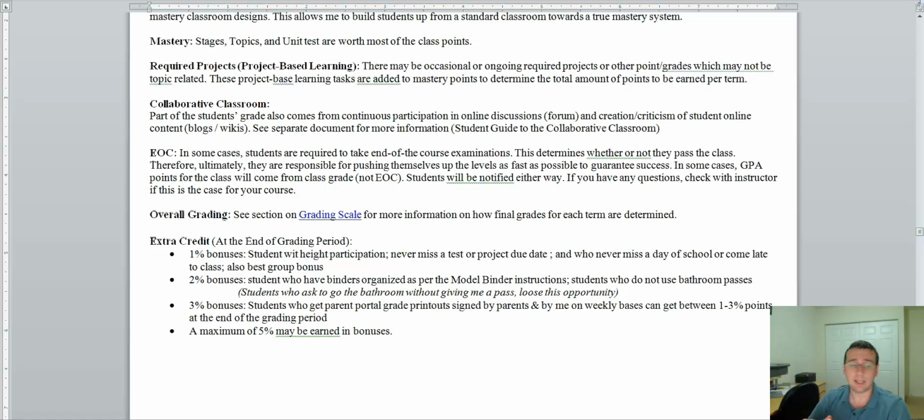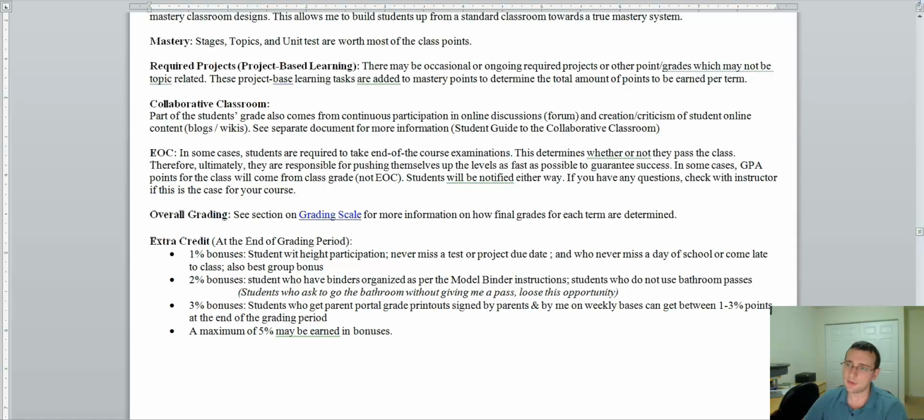Finally, in some classes, none of this matters. As crazy as it sounds, in some cases, the class grade is completely replaced with an end-of-the-year course examination. It's called the EOC. In this case, the students are required to take an end-of-the-year examination that determines whether they pass the class or not. Therefore, the student is ultimately responsible for learning all the material, because if they fail that test when the end-of-the-year course examination comes, they will have to repeat the course. So the best way to guarantee success is really to master everything, hence the mastery system.